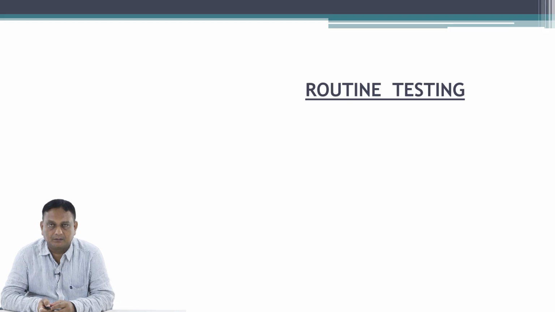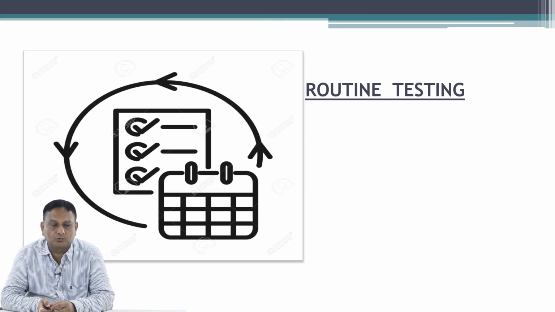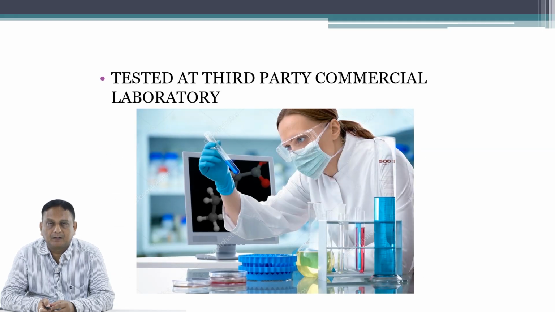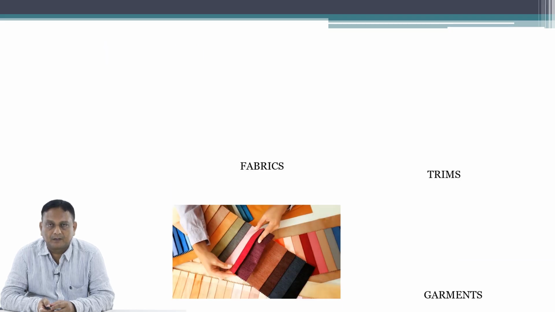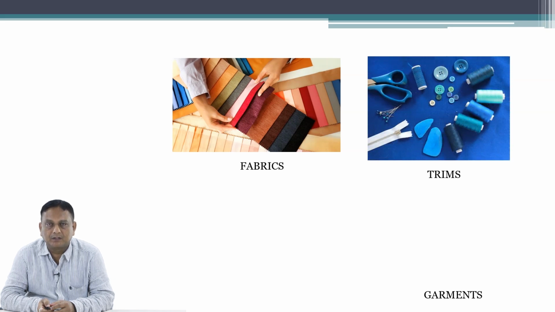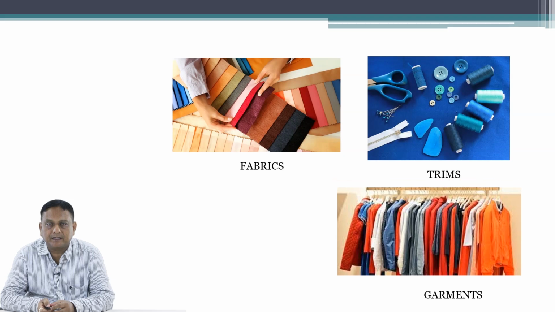Routine testing. If we talk about routine testing, what are the things covered in it? Some of the testing is done at a third party commercial laboratory. Those are the essential tests which are to be carried out on a routine basis. Otherwise, you cannot export the garments, and we have to get a pass report for those garments. It can be of fabrics, it can be of trims, and finally, the garment.